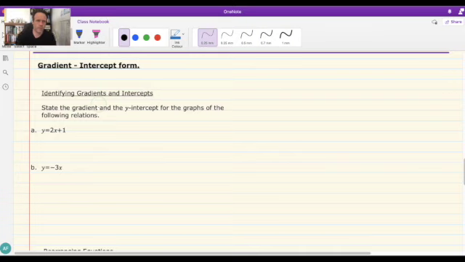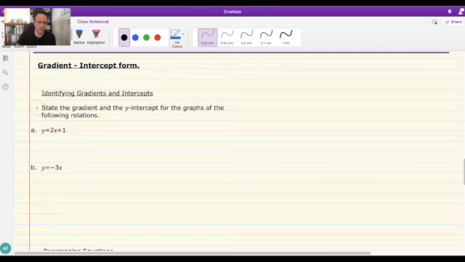Good afternoon, everybody. Today, in our run-along linear relations, we're going to look at the Gradient-Intercept form. This is just a particular form that our equation takes, and it helps us in one way to draw the graph.